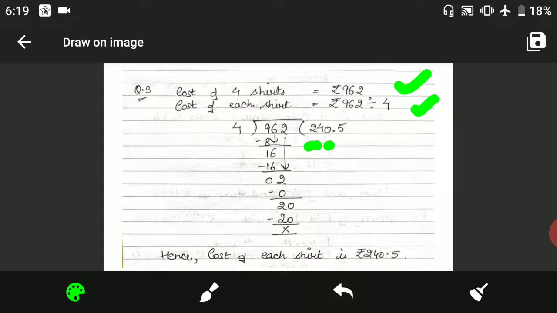Now the answer comes 0. So what do I do? I take another number from up. I have taken 2 down. Now in the 4 table, which number comes smaller than 2? That is 0, because 4 zeros are 0. So I have kept 0 over here and 0 down of 2. Then 2 minus 0 is 2.